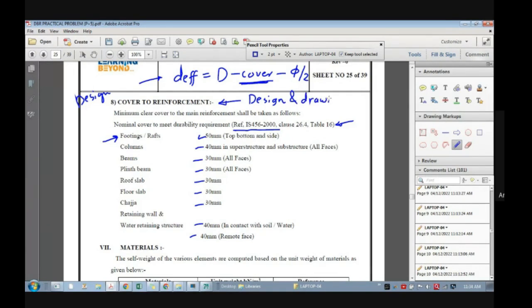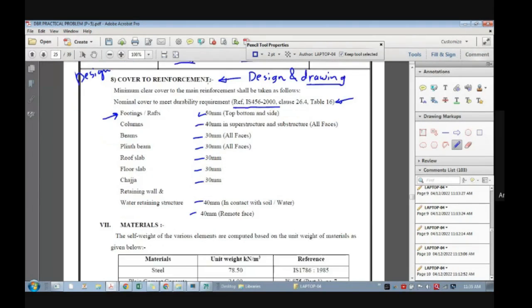Whenever the construction is done on site, the fitter and the contracting team will see the cover here, and they will put the cover on the site according to this. Generally, we mention that in the working drawings, and in design we take it for the effective depth calculation. That's why we mention the cover in the report.